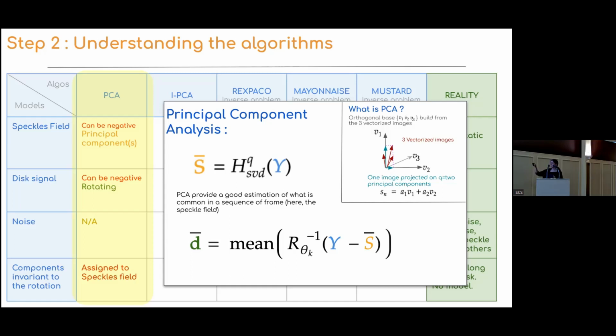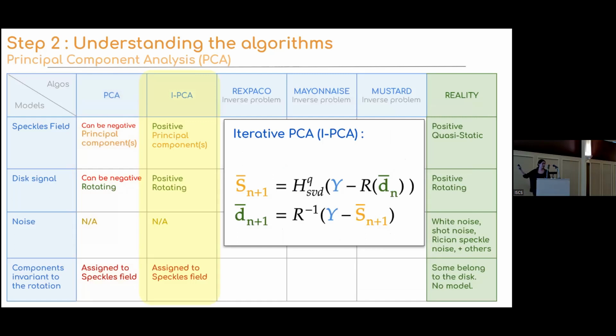One very good idea that people found to tackle this is the iterative PCA. Basically, we recompute the principal components, but at each iteration, we remove the disk signal that we estimated at the last step. That will greatly help with the self-subtraction, so we will recover markers like this. And inside those iterations, we can enforce some physical constraints, like the positivity of the signal. However, we are still removing everything that is static. So the flux invariant to the rotation will always belong to the speckle.